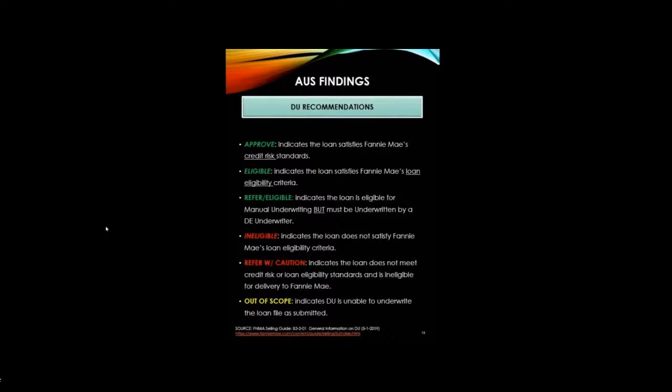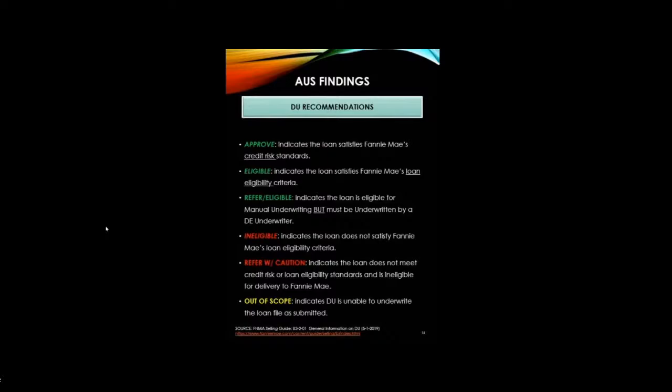The next one is ineligible, and that indicates the loan does not satisfy Fannie Mae's eligibility. And that means maybe something was inputted wrong. Maybe something is not picking up properly. That's where, again, it's our job to make sure everything is correct, look at the findings, see what's making it not eligible, and go from there.